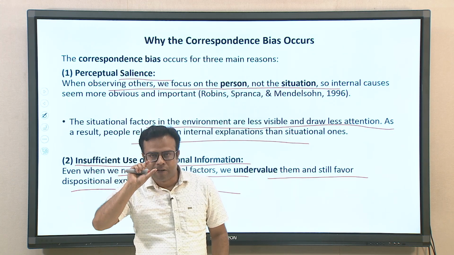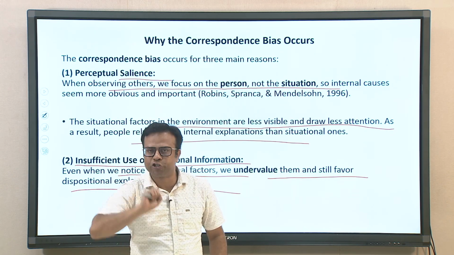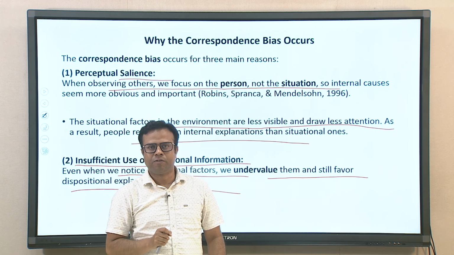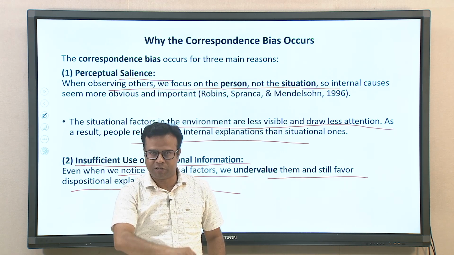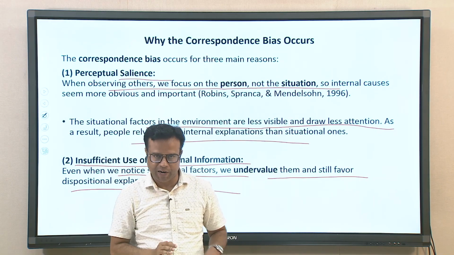There is a biasness in our mind itself. Even though we see there are situational reasons somebody is doing something, we still do not value it. We still say the person is like this, therefore, something is happening like this.